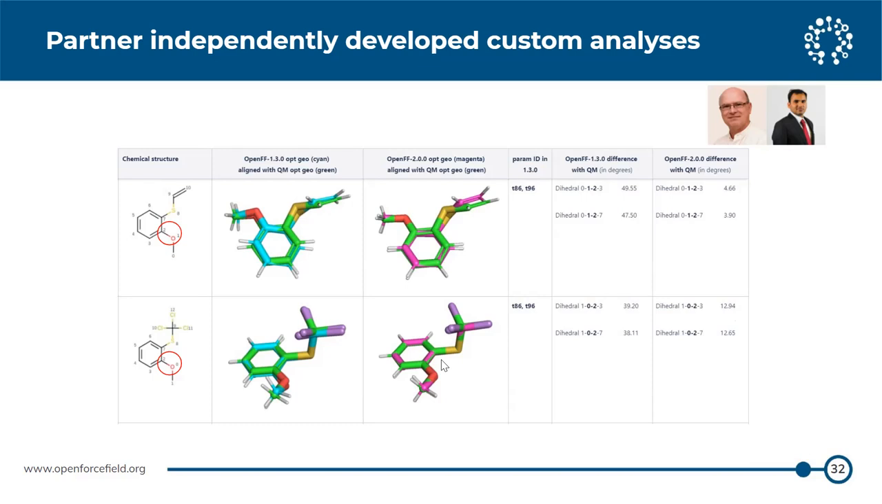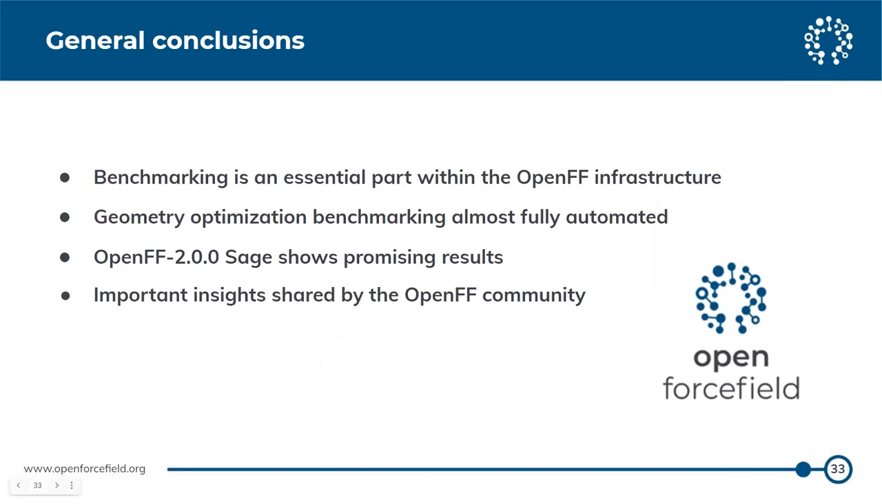So again, we do see that many of these concerning chemistries for OFF 1.3 were fixed or improved substantially in Sage. And that was my last slide. Here I draw just a very general conclusion. We have seen that benchmarking is an essential part within the OpenFF infrastructure. It may allow the early detection of problems and shortcomings that can be fixed early, before the force field release, but can also lead to force field improvements thanks to the continuous feedback from the community.